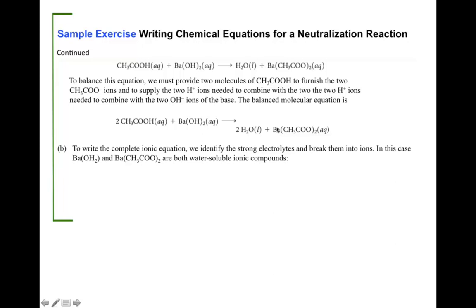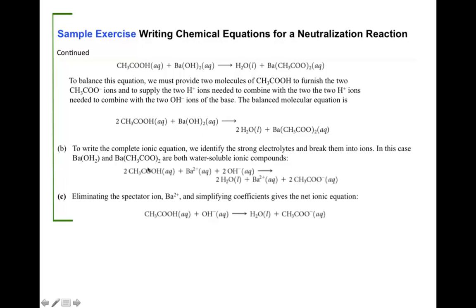Now that we have our balanced molecular equation, we need to write the complete ionic equation. To do this, we need to identify the strong electrolytes. Remember that the strong electrolytes most of the time are going to be ionic compounds, or for example, a strong acid. And this one is a weak acid. So here, this barium hydroxide and the barium acetate are the only ones that will be dissociated. Okay, so we're basically going to break them into ions. And here we have the barium hydroxide, and here we have the barium and the acetate.